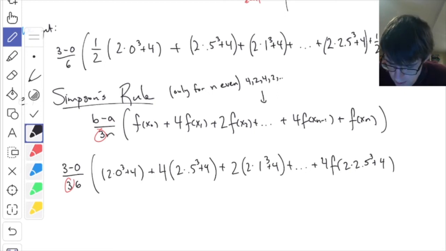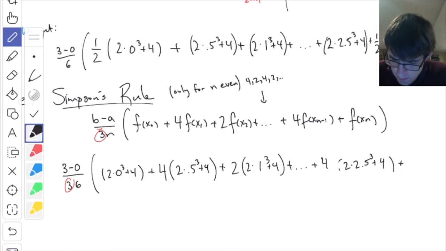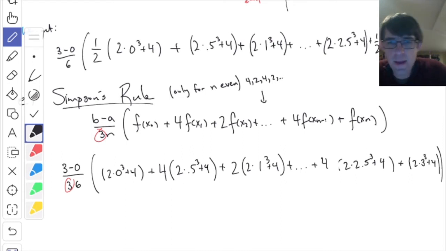All right, and finally, the last term has no coefficient in front of it. What? Am I going crazy here? I shouldn't put the f there. The f means you plug into the function, but I did plug into the function. I shouldn't also write an f there. The last one has no coefficient. 2 times 3 cubed plus 4. Like that. This is the answer of the Simpson's Rule. All right. What do you think? Any questions about that one? That's how we do Simpson's Rule.